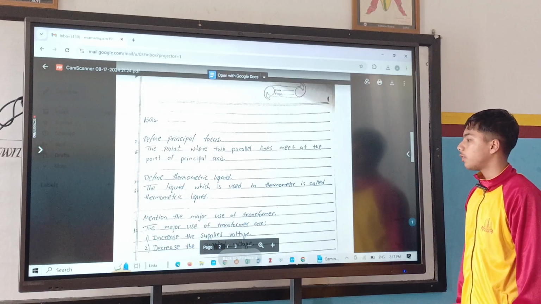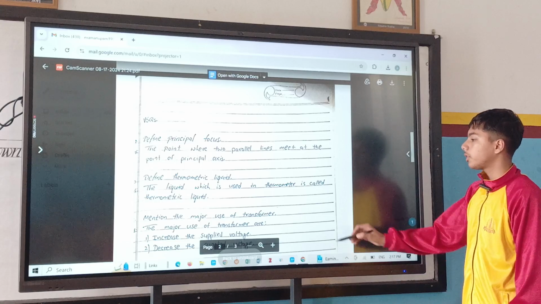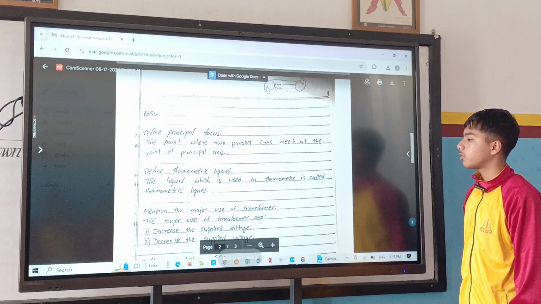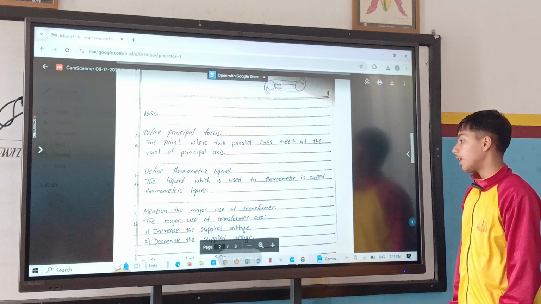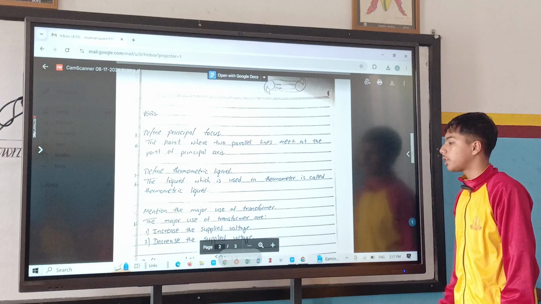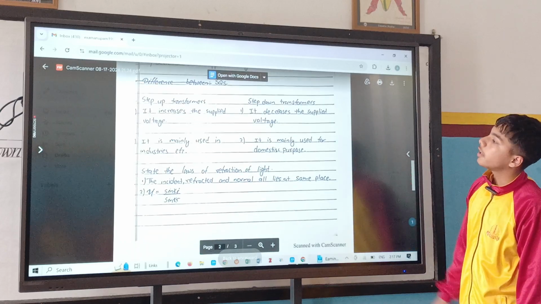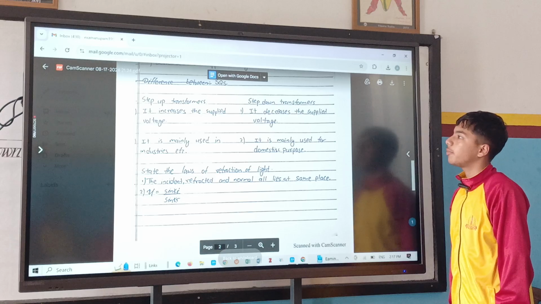Mention the major use of transformer. The major uses of transformer are to increase the supplied voltage through step up transformer and decrease the supplied voltage through step down transformer. Here are some differences between step up transformer and step down transformer.